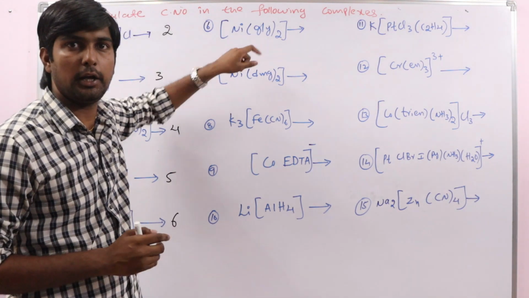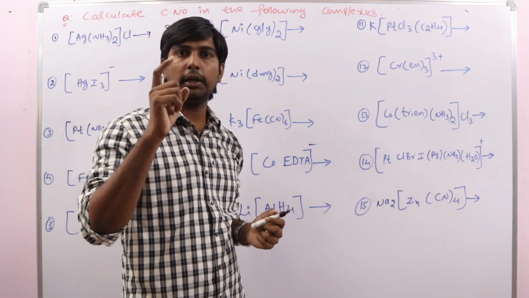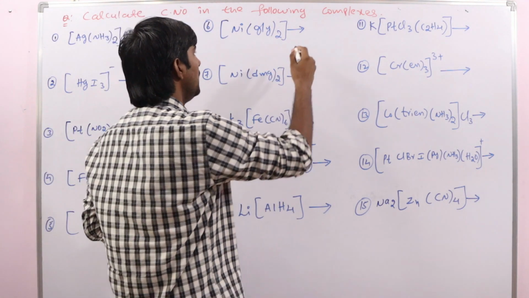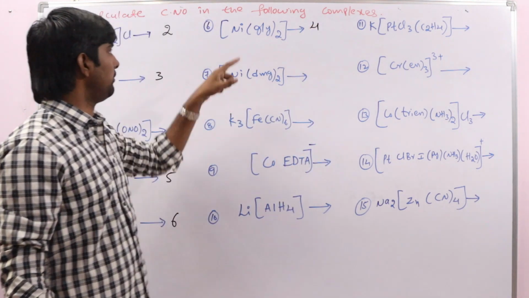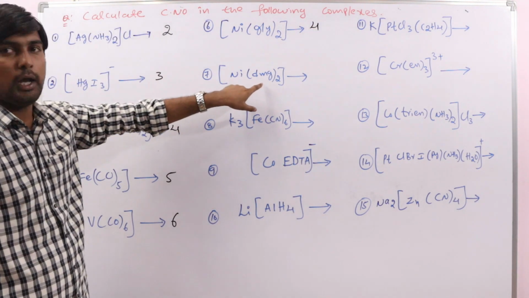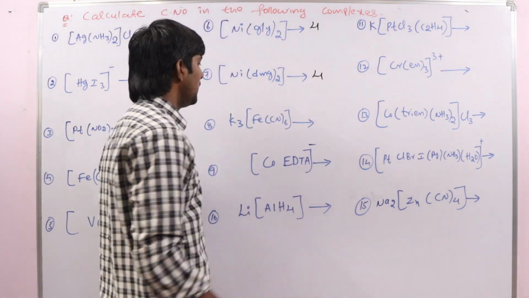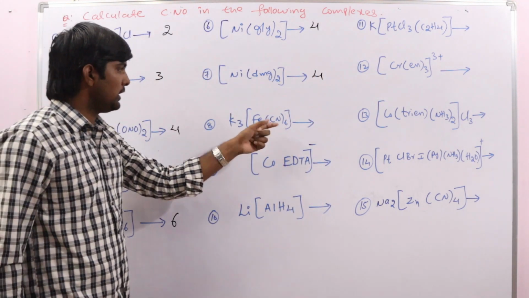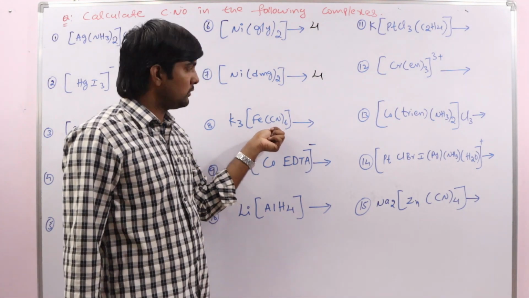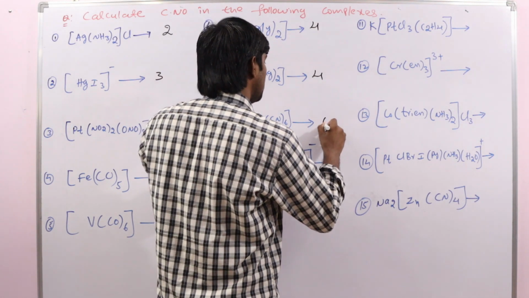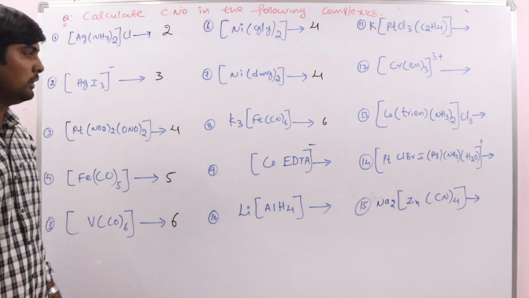Glycinato is bidentate, meaning one ligand can form two bonds. We have a total of 2 ligands, so 2 into 2, 4. Coordination number is 4. Next, dimethylglyoximato is also a bidentate ligand, so coordination number is 4. Next, 6 cyanides. Cyanide is a monodentate ligand, so 6 into 1, coordination number is 6.